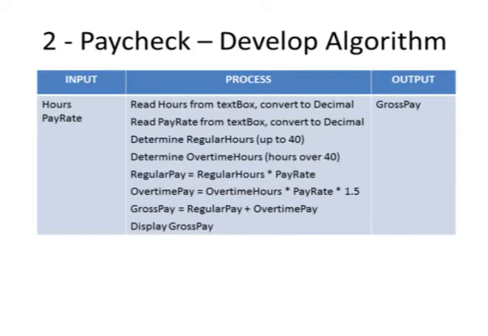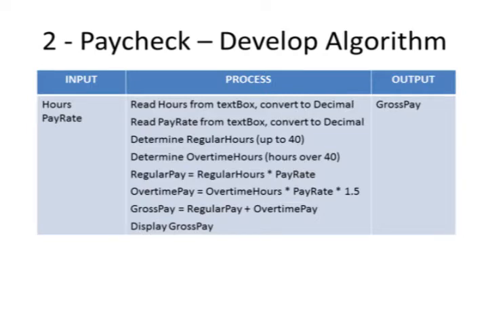We need to develop the algorithm. This right here is called a HIPO chart, which stands for hierarchical input, process, output. We need to input the hours and pay rate. The output is gross pay. So we need to figure out how to get from the input to the output.